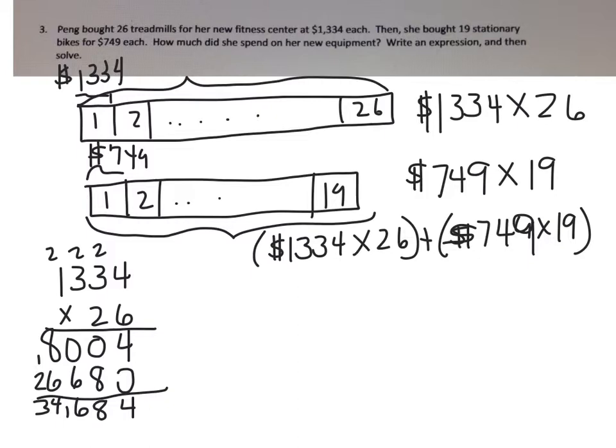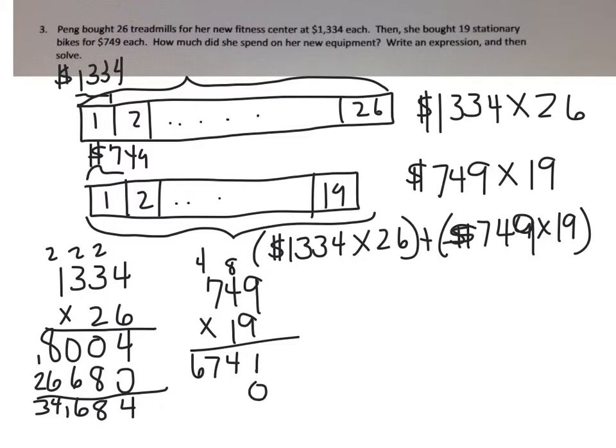I still have my second part of my problem that I need to get done. So I'm going to say 749 times 19. Again, if you need to be doing an area model, please get a scrap sheet of paper and work that area model. 9 times 9 is 81. 4 times 9 is 36, plus 8 more would be 44. 9 times 7 is 63, plus 4 more is 67.